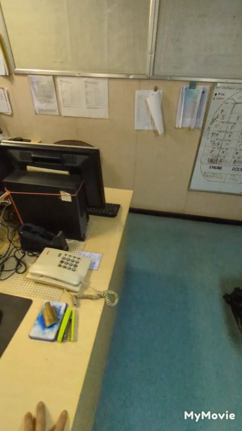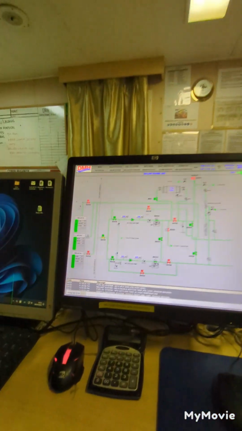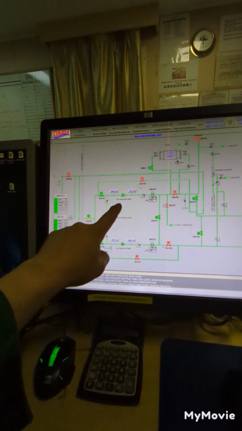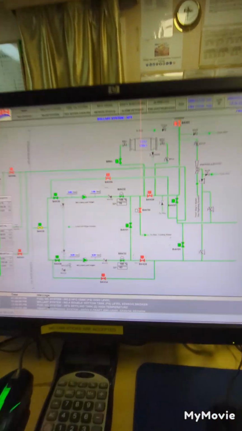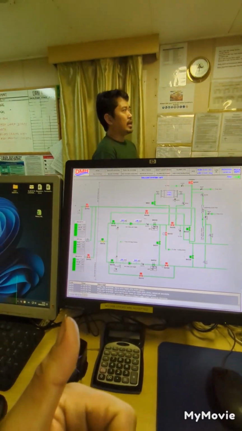Kung makikita nyo, gumagamit kami ngayon ng dalawang pumps. Meron tayong pump 1, pump 2. So, gumagana na.